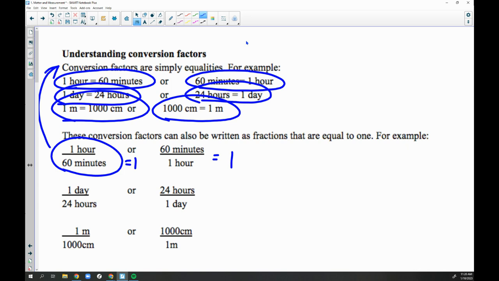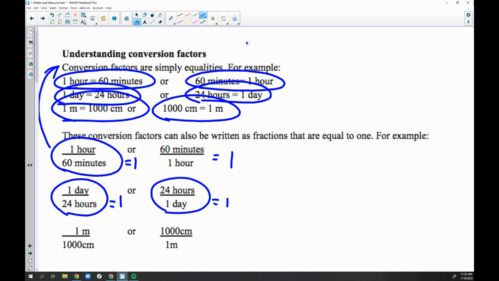Okay. Similarly, we can write this one as a fraction, 1 day over 24 hours, and it has a value of 1, and 24 hours over 1 day also has a value of 1. So since these fractions have a value of 1, we can multiply any number by these fractions, and it won't actually change the value. Because when you multiply something by 1, it doesn't change the value. And I'll give you an example of when you might do this.